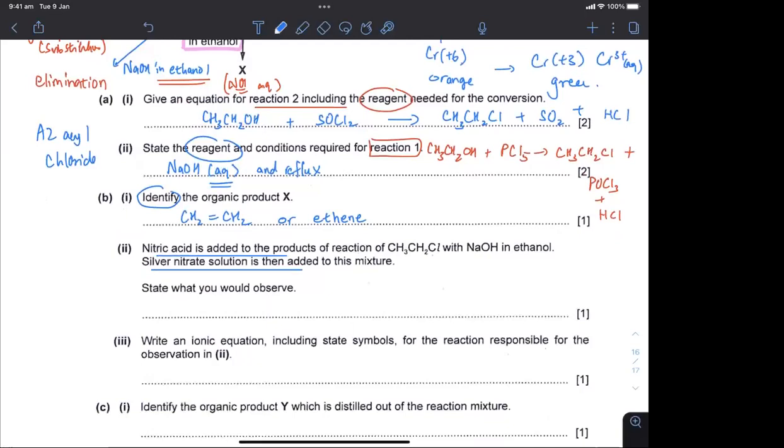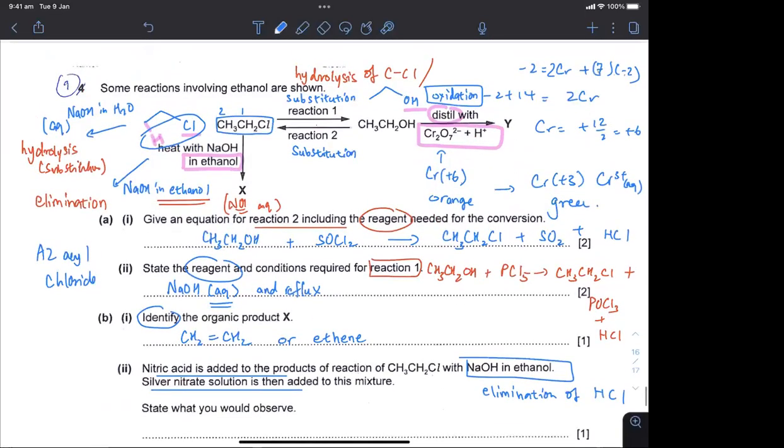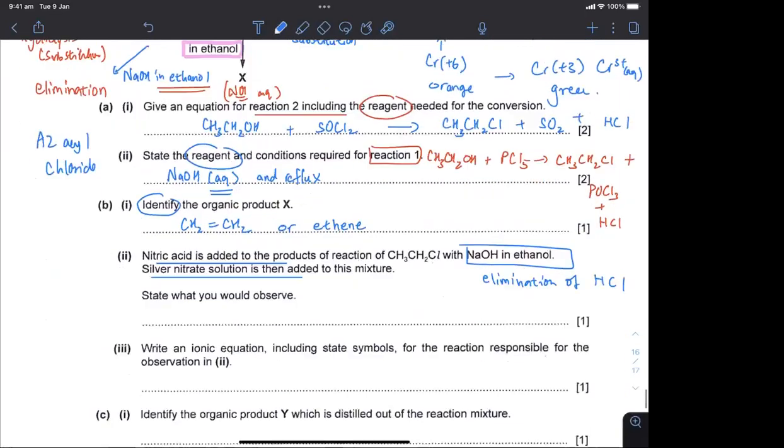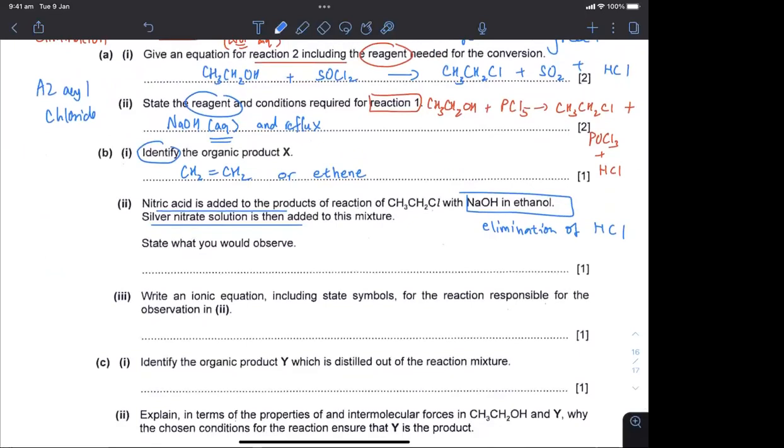The next one, you add some nitric acid, then you add some silver nitrate. Is this part of the hydrolysis? No, this is not hydrolysis, be careful. This is elimination. So in your elimination, you are trying to eliminate HCl. That was what I showed you, eliminate the HCl. So that contains Cl minus. So that means silver nitrate and HCl, you will get the precipitation reaction.